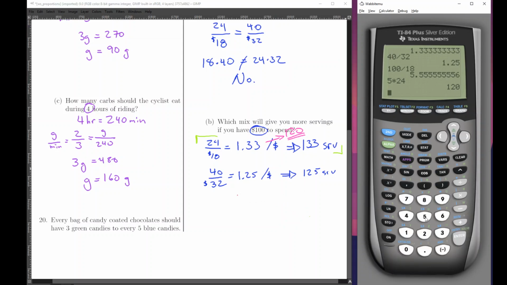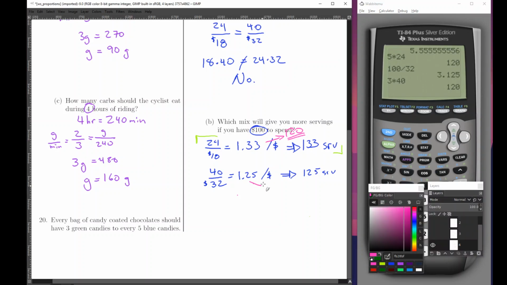And what about the big tub? 100 divided by 32. 3 times 40, I can get 3 tubs. Each one is 40 servings. This is actually also only 120. So in the end, it doesn't really matter. If I'm buying this again and again and again, I'm spending $100 per week, then absolutely, I'm going to choose this. But if it's a one-time purchase, I'm just going to do what's more convenient.